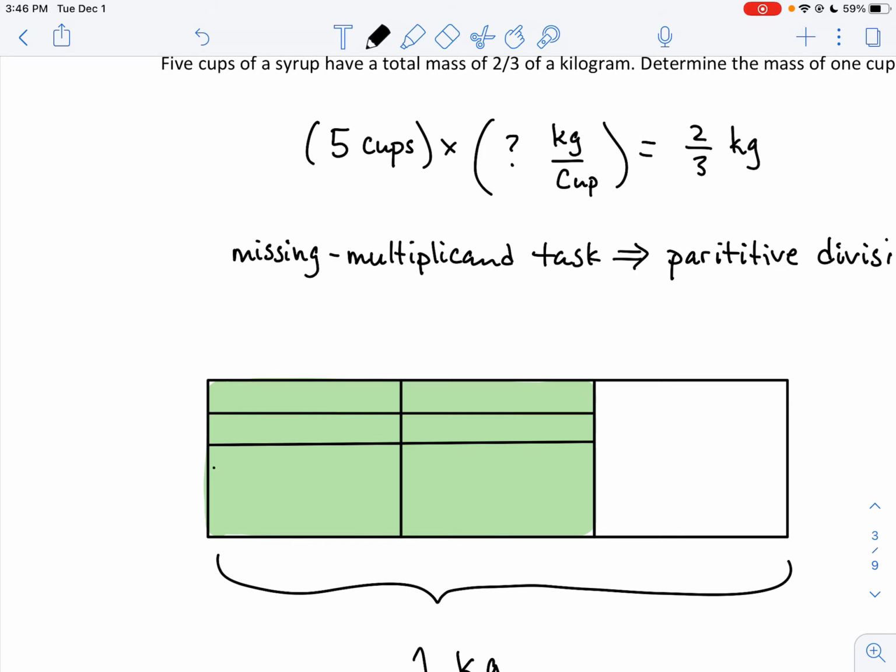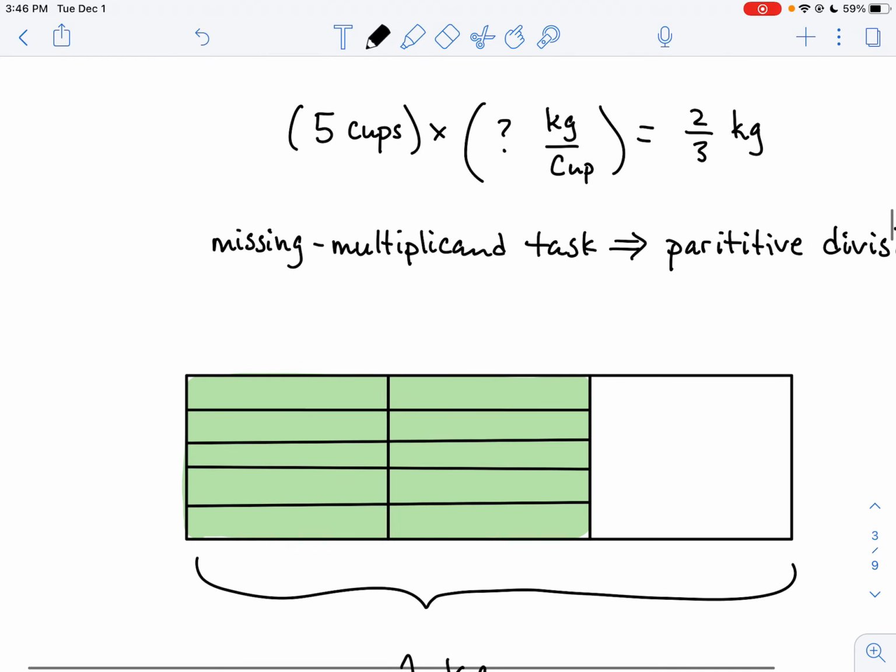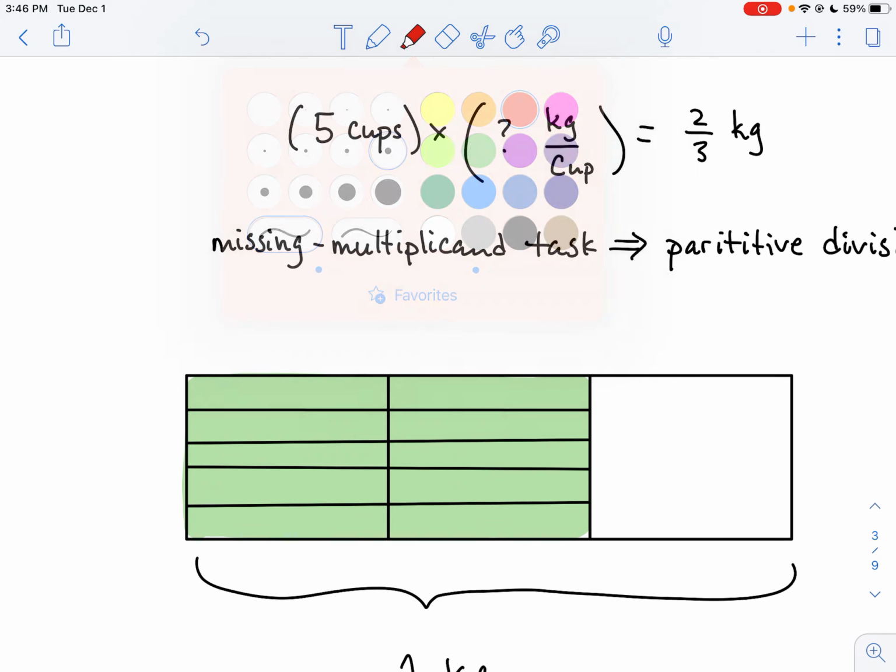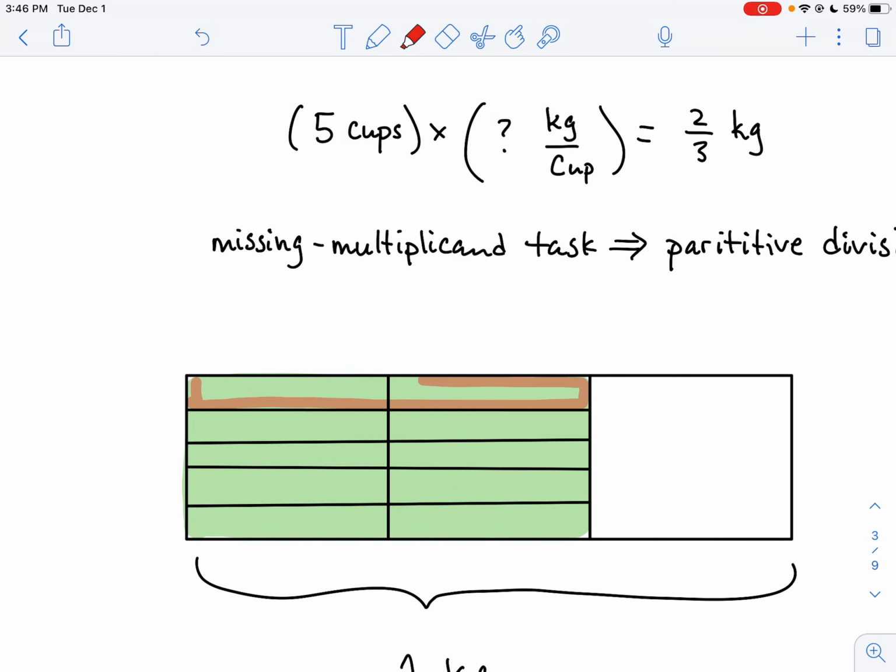And I'm only worried about the green right now. Just trying to break the green into 5 equal parts. And if this doesn't look perfect, that's okay. We can use our imagination a little bit. And so we break that into 5 parts, and we want to just keep one of those parts. So I'm going to shade in red here one of those parts.